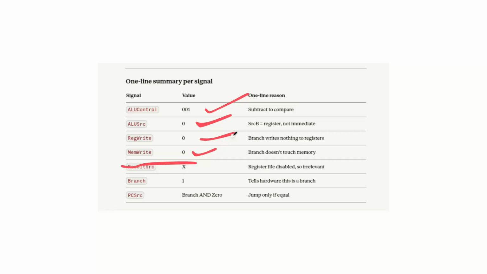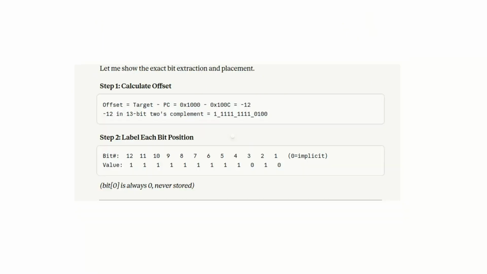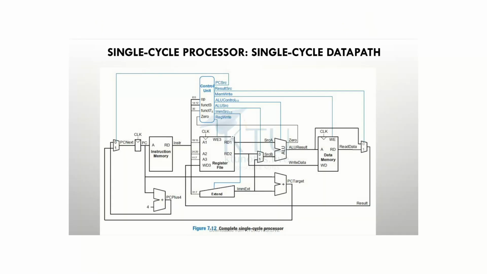When would my result source be 1? Result source is 1 when I am taking the data from my memory. Otherwise result source is 0. Result source is 0 when I am taking the value from the ALU. Branch is always 1. Okay, PCSrc is what? Branch AND zero. And zero means whether you get a zero flag or not. That is decided there. Fine. So this is how the final single cycle datapath is. This is about the datapath.